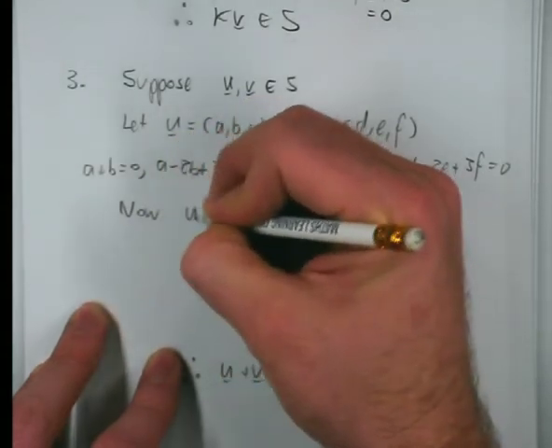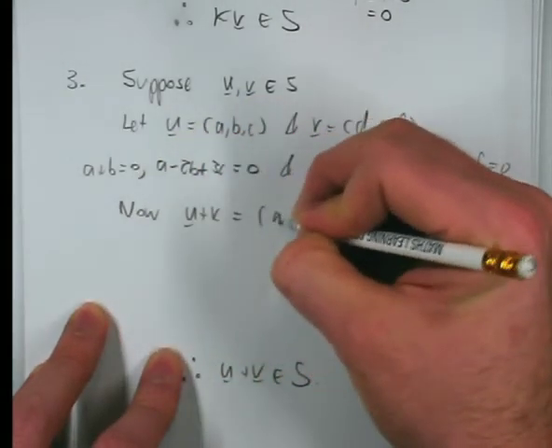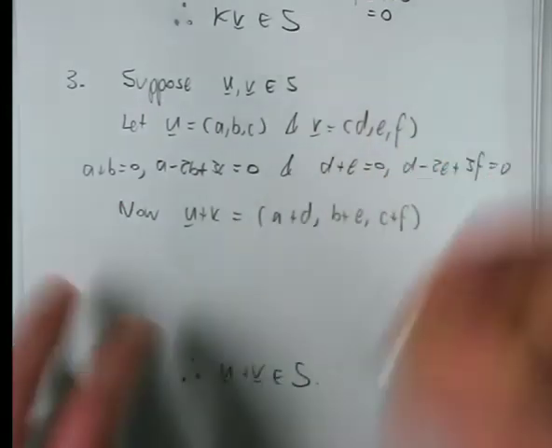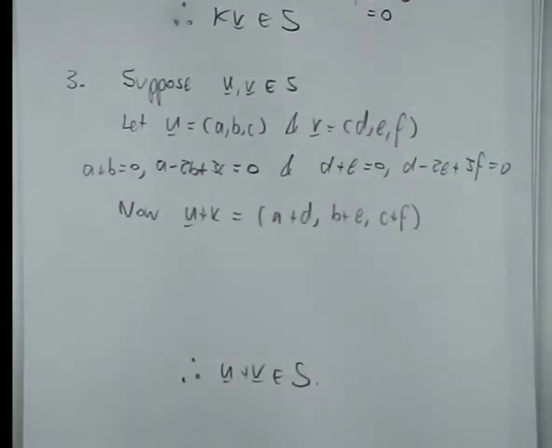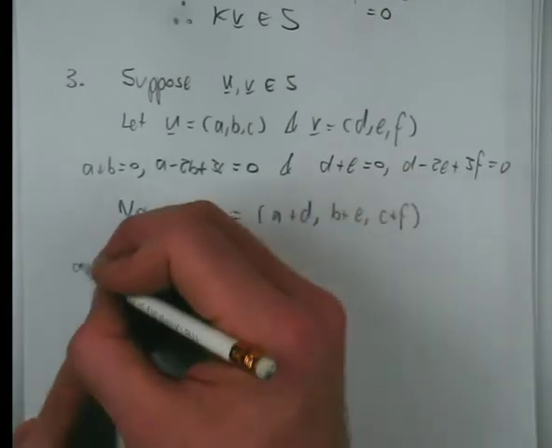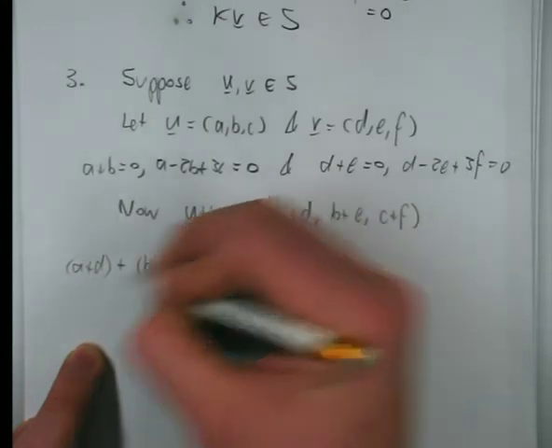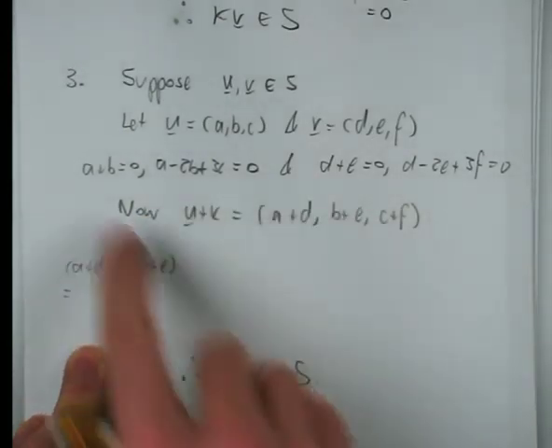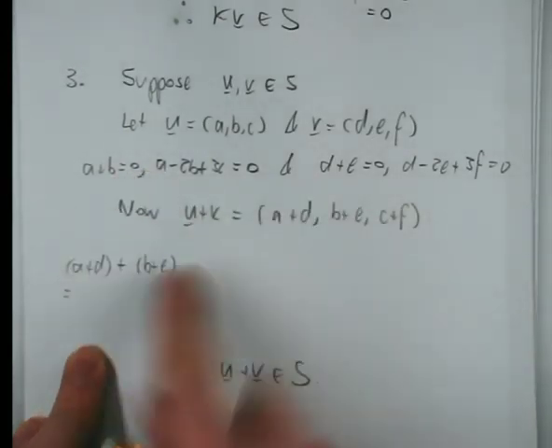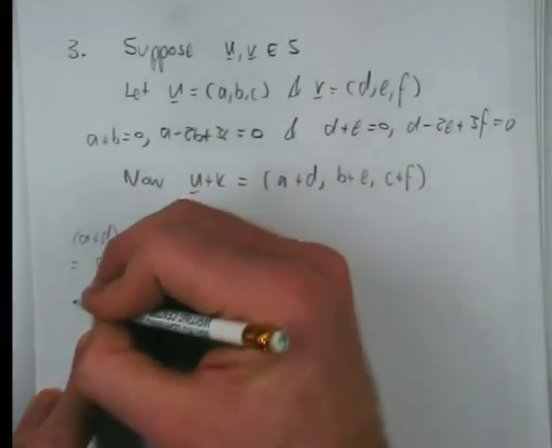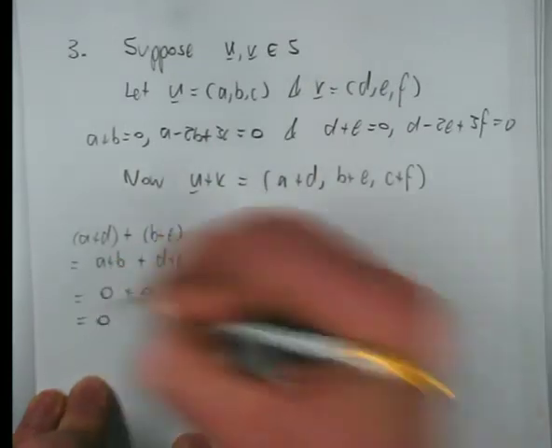So now U plus V is (A plus D, B plus E, C plus F). And then in order to use the rule, I have to sub the coordinates into the formulas, so I will do that. So A plus D is the x coordinate, plus B plus E is the y coordinate. Now let's see. I know that A plus B is 0, and I've got an A plus B. Okay, so if I just rearrange it like this, I'll get 0 plus 0, which is 0.